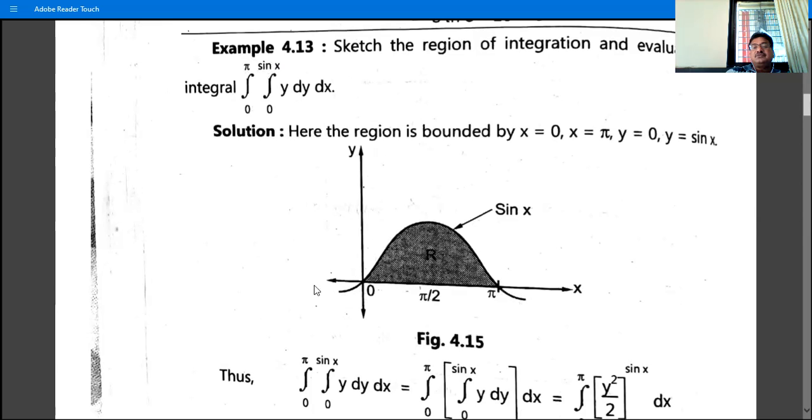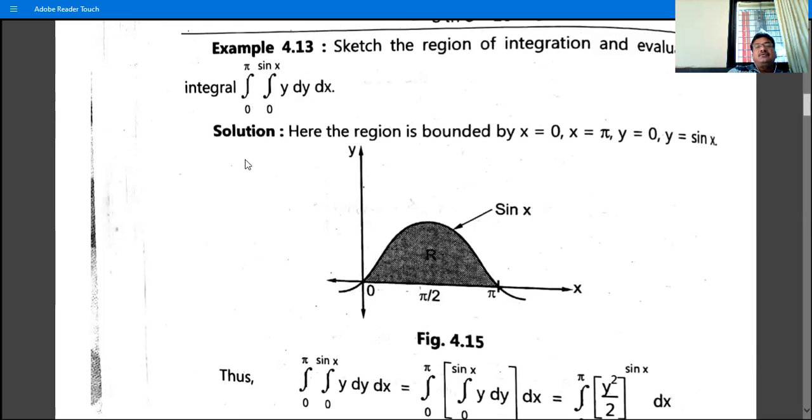It passes through the origin, and this is the graph of the sin x function. y is equal to sin x. Okay, these are the points of intersection. This is the middle point, pi by 2. So the graph of sin x is this.